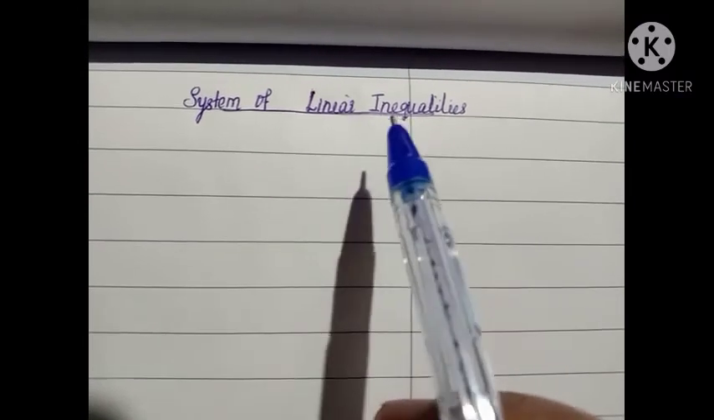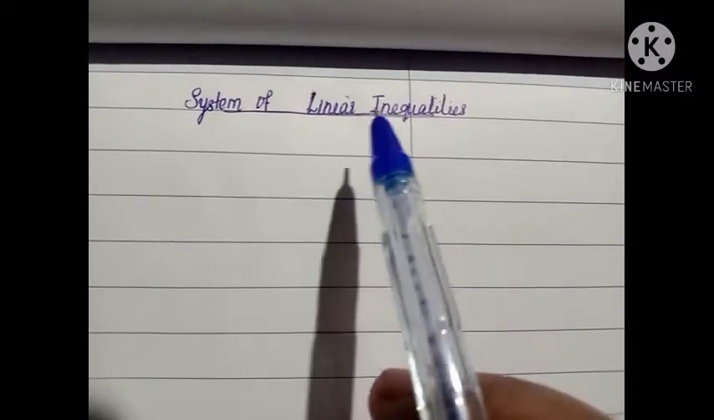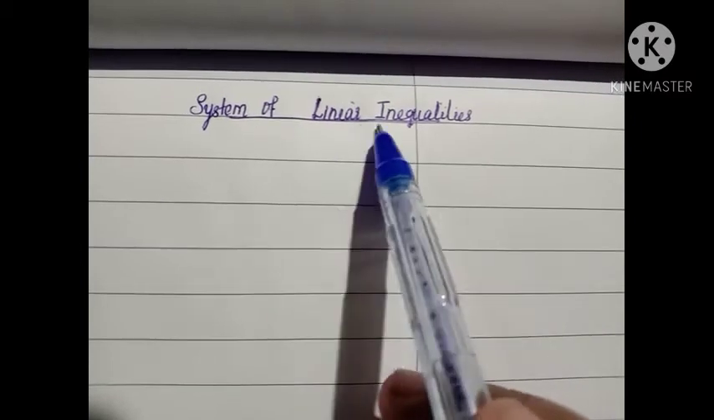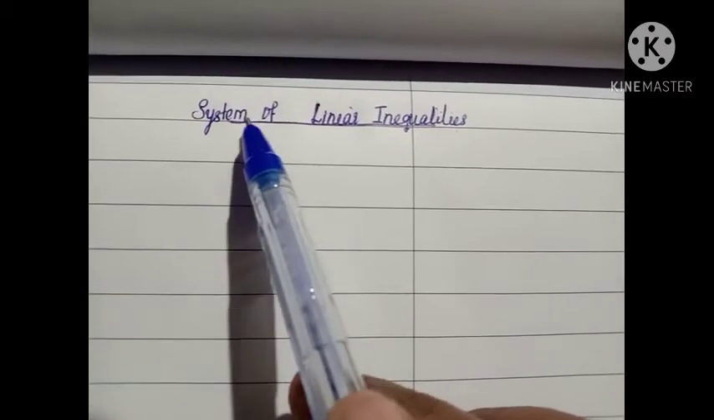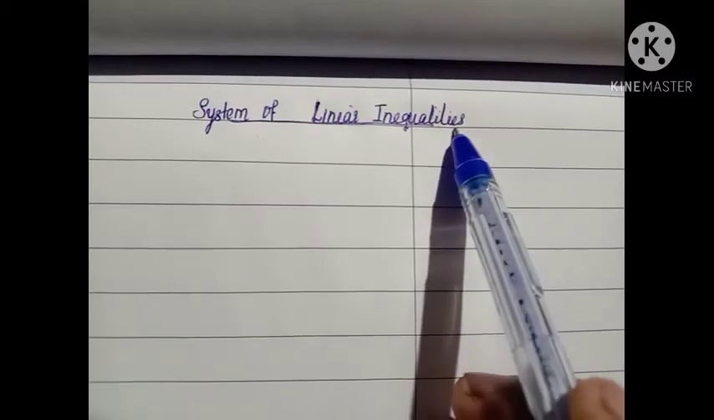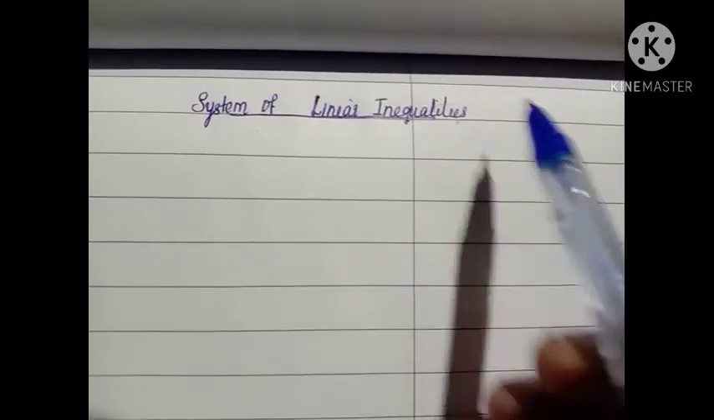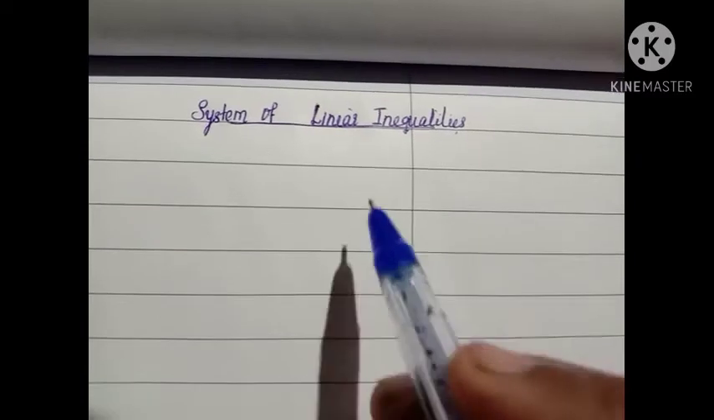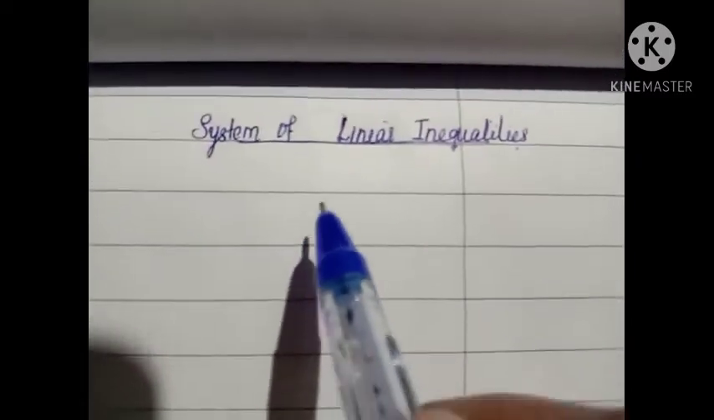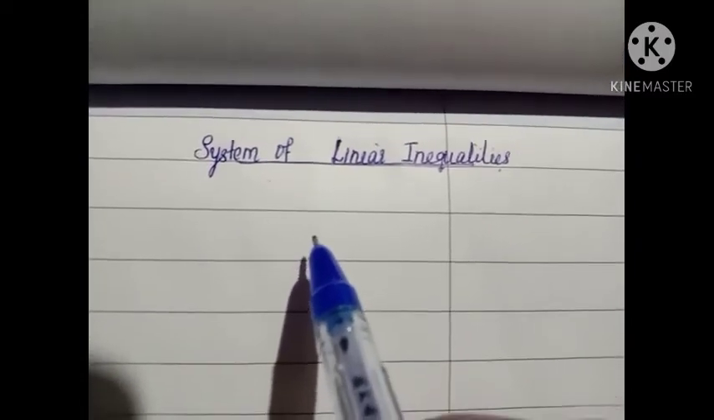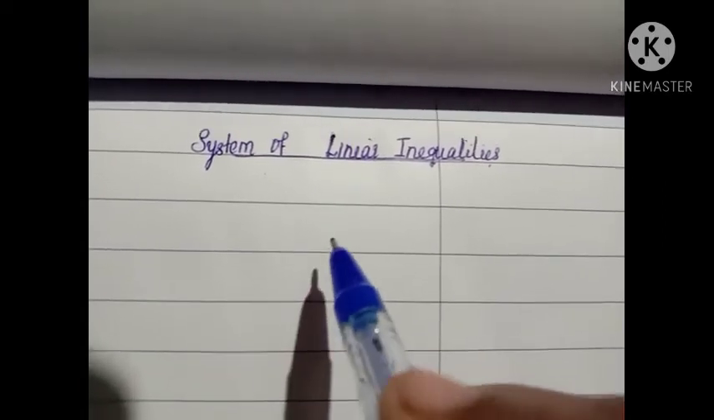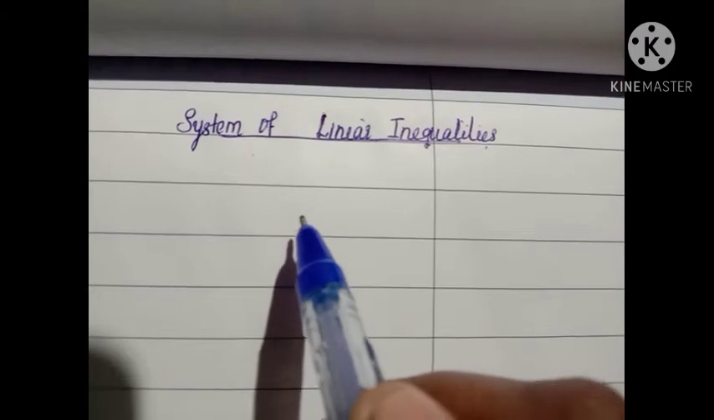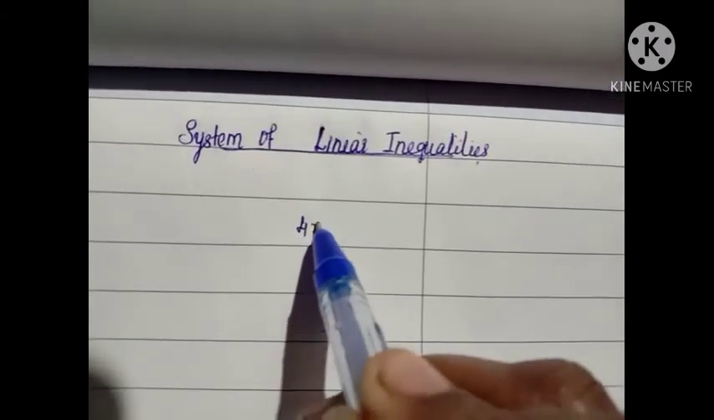In today's video, we are going to discuss the system of linear inequalities, how to represent a given system of linear inequalities graphically. Graphically means in the xy plane. Let's see a system of linear inequalities. A system of linear inequalities means two or more linear inequalities. Let's see an example.